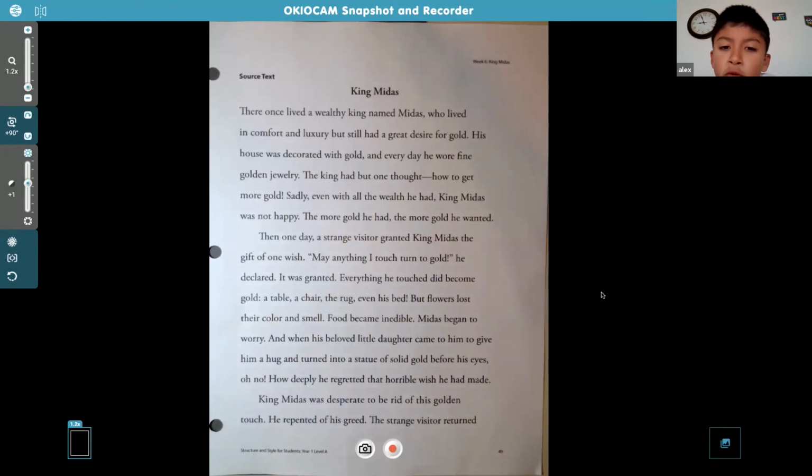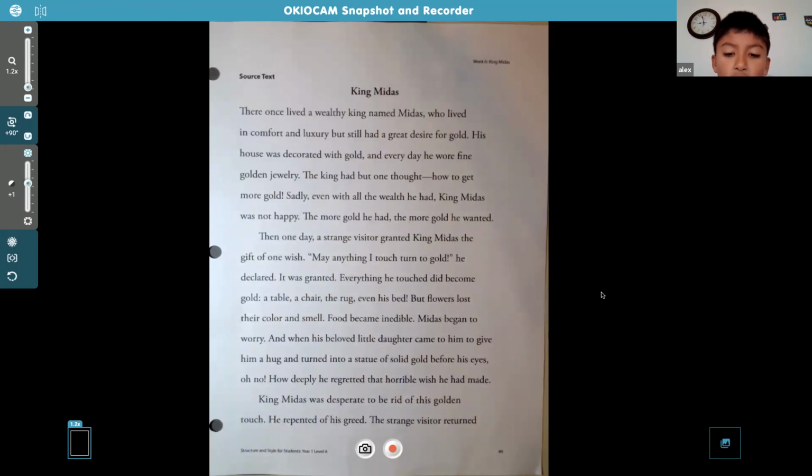His house was decorated with gold, and every day he wore fine golden jewelry. The king had but one thought, how to get more gold. Sadly, even with all the wealth he had, King Midas was not happy. The more gold he had, the more gold he wanted. Then one day, a strange visitor granted King Midas the gift of one wish. "May anything I touch turn to gold," he declared. It was granted. Everything he touched did become gold. A table, a chair, the rug, even his bed. But flowers lost their color and smell. Food became inedible. Midas began to worry.